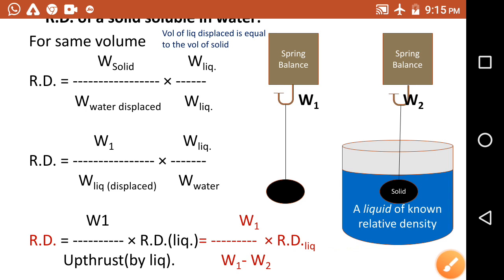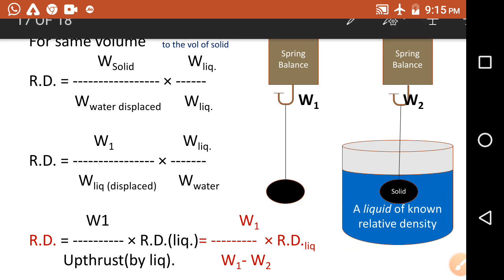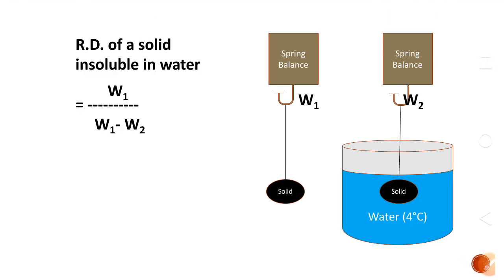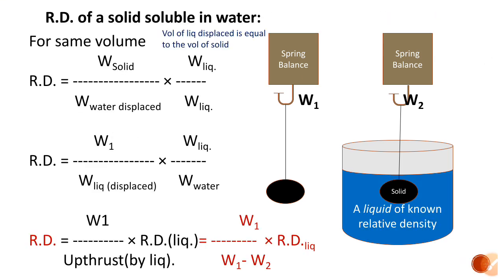So relative density is equal to W1 divided by the loss in weight, W1 minus W2, into the relative density of the liquid, which is a known term. So this one is the final formula. By using this formula we can easily calculate the relative density, because W1 and W2 are given and the relative density is also a known term here. Now see the next page.